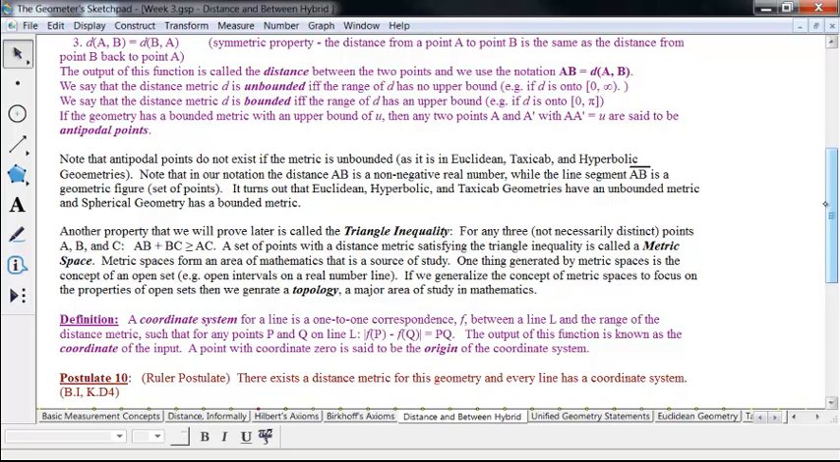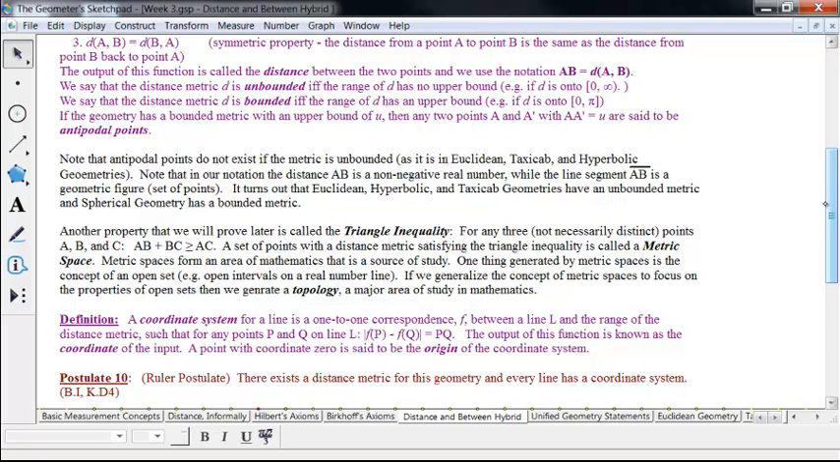Now, one of the things that's generated by metric spaces is a concept of an open set. For example, with real numbers on a number line, we can talk about open intervals, which are open sets. So if we generalize the concept of metric spaces to focus on the properties that open sets have, then we generate something called a topology. And topology is a major area of study in mathematics, and it's very closely related to geometry in some ways. So that's about all I'm going to say about topology for quite a while, but just realize that metric spaces and topologies are some important mathematical concepts.